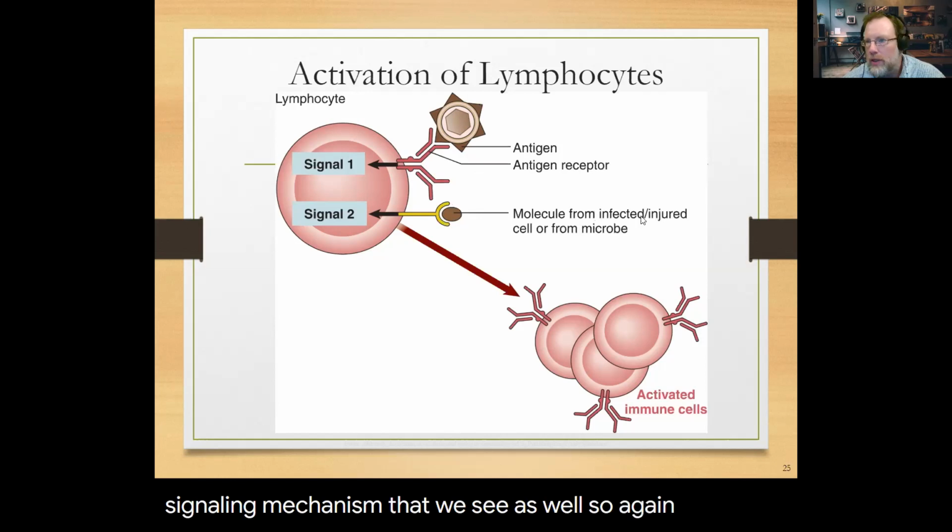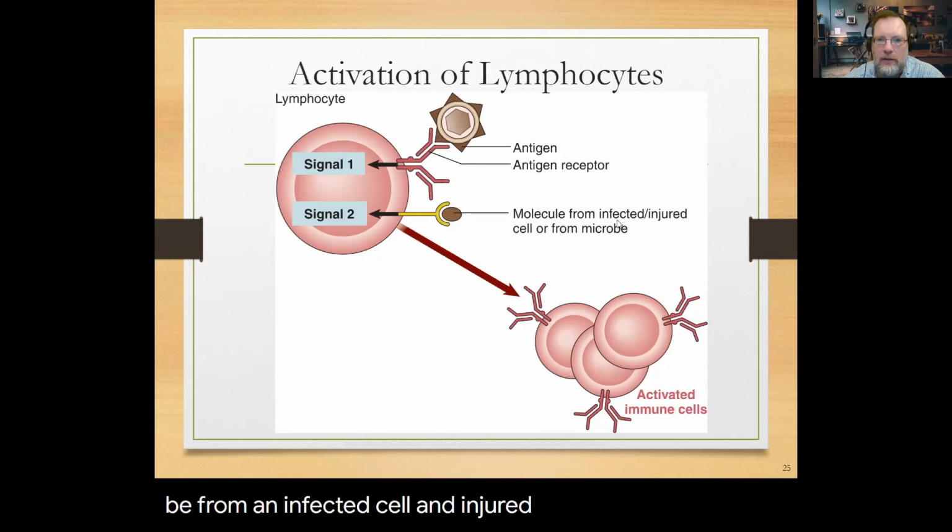So again, it could be from an infected cell, an injured cell. It could be from a microbe itself. So we have basically two ways of activating a lymphocyte. One is through this antigen receptor. Remember, an antigen is a membrane surface marker. And then we have another type of receptor that can pick up cell debris, whether it's cell debris from a microbe or cell debris from our own cells. That could also trigger a lymphocyte.